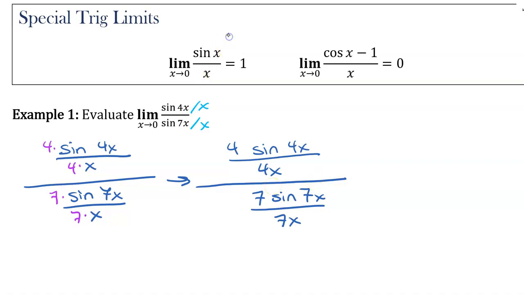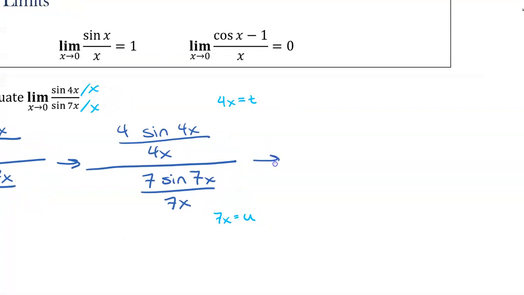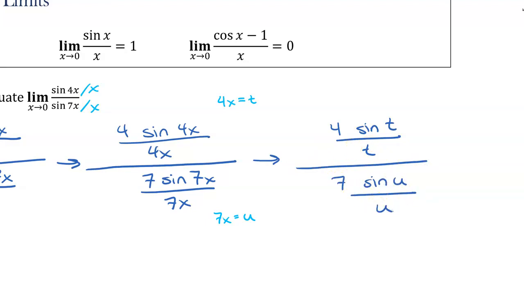So if I say that in this top part 4x is t, and in this bottom part 7x is u, then I can say that this is 4 sine t over 7 sine u over u, and I can actually apply the limit now.